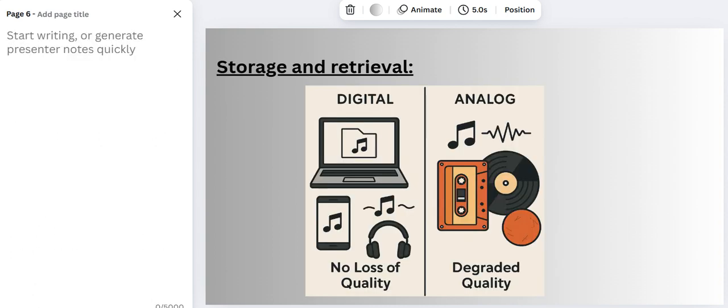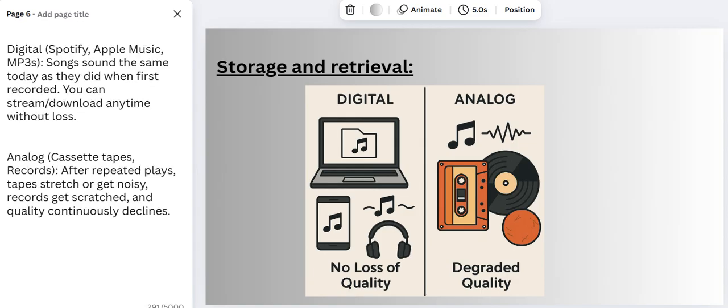And another advantage is storage and retrieval. Digital signals can be stored and retrieved without any loss of quality, unlike analog signals which degrade over time. Understand with a real life example. We use Spotify, Apple Music, or any MP3 songs. Songs sound the same today as they did when first recorded. You can stream or download anytime without loss.